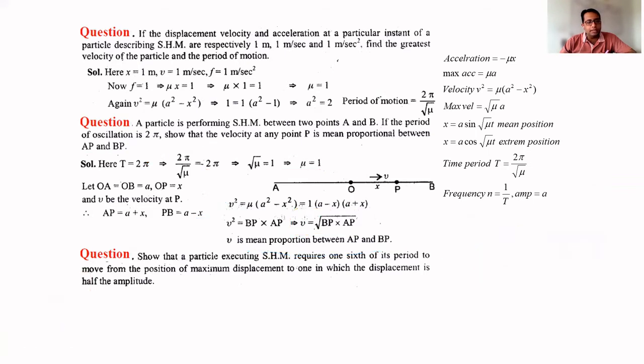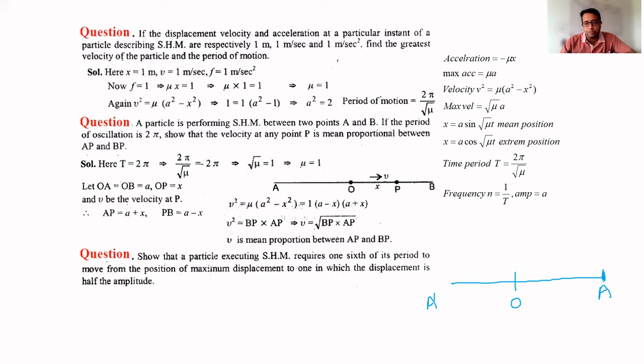Show that a particle executing SHM requires 1/6 of its period to move from the position of maximum displacement to one in which the displacement is half the amplitude. So what does the question say? The particle is performing SHM. Let us suppose these are the extreme positions. It requires 1/6 of its period to move from the position of maximum displacement.